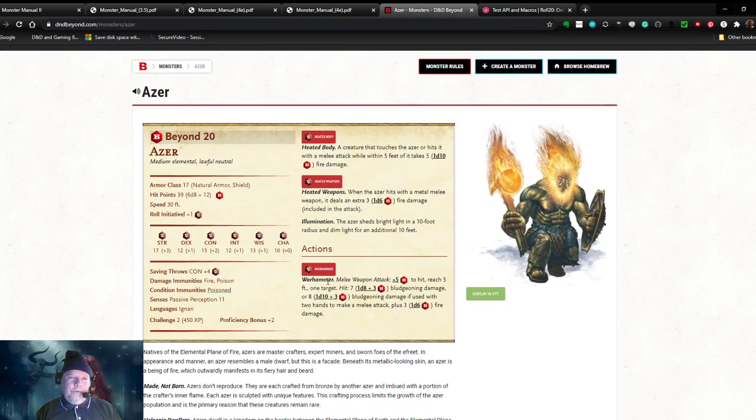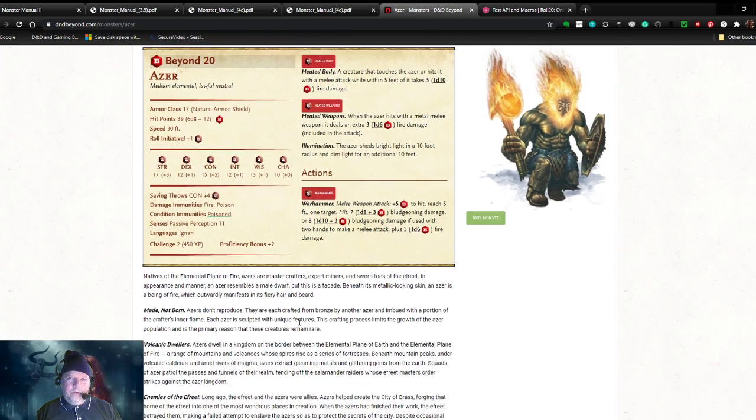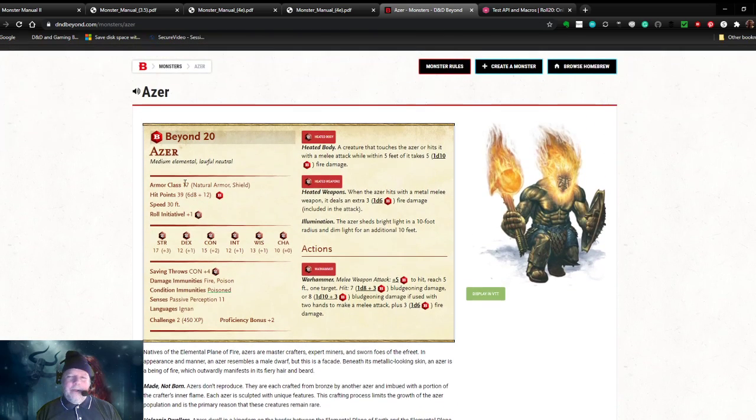And now we come to 5th edition. So what do we learn about Azers in 5th edition? Well, they're armor class 17, 39 hit points. They are pretty strong and have kind of an above average balanced stat block. They get +4 to their Con saving throws. They're immune to being poisoned and immune to fire damage. They speak Ignan. We talked about that with the elemental language of the elemental plane of fire.